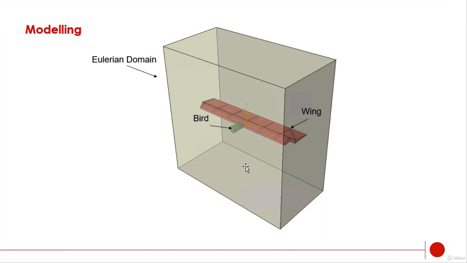So what we're going to have here is a Eulerian domain, and then a wing and a bird. For the Eulerian domain, we're not going to define any material, we're going to consider it as a void. For the bird, we're going to use the equation of state, and then we're going to give a movement to it. And for the wing, we're going to use it as a single part made out of aluminium.